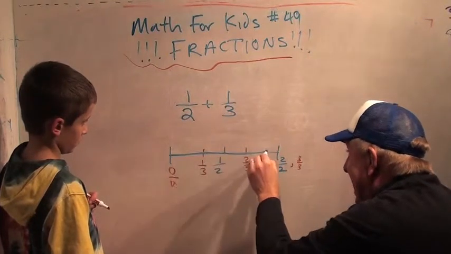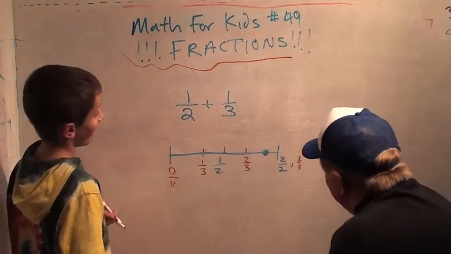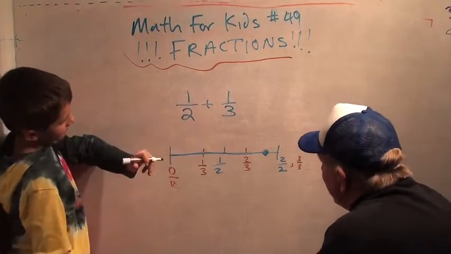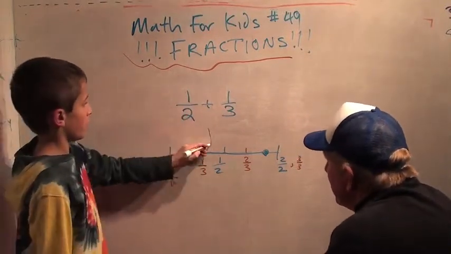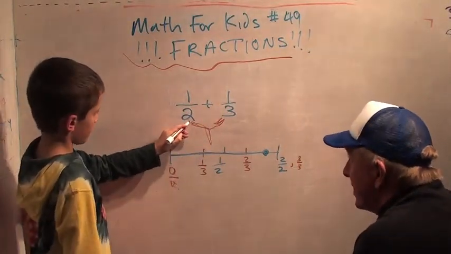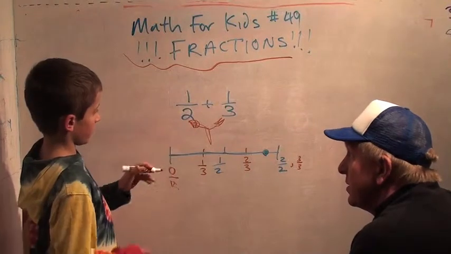I don't really know what that is right there. So what do you need to do in order to add two fractions that have different denominators? You need to make the denominators the same.